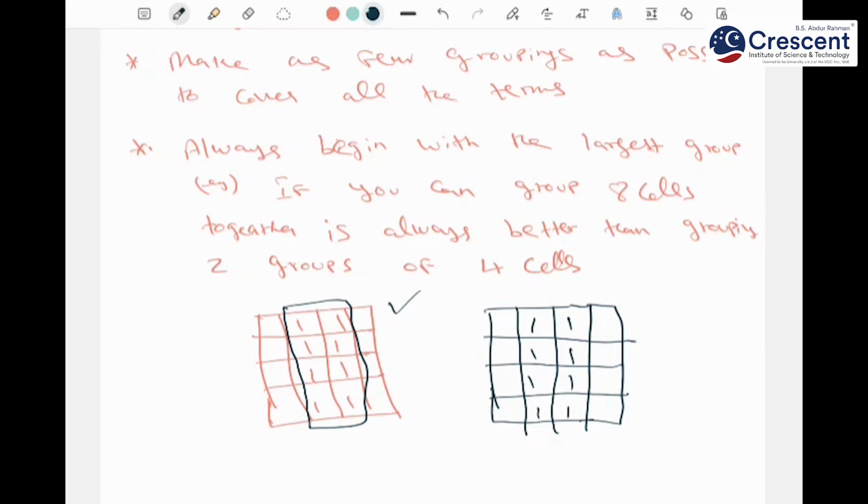You should not do this. You should not group this as a separate group and this as a separate group. If you do something like this, it is wrong. This one is correct. Why? Because you should cover as many cells in a single group as possible, and similarly the number of groups should also be as small as possible. So you should keep that in mind.